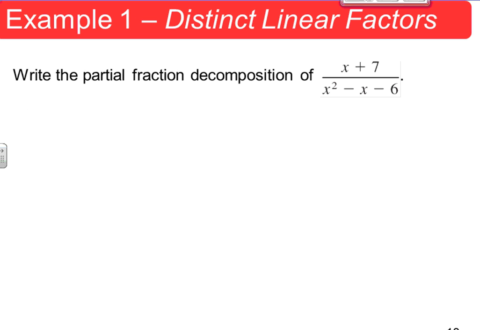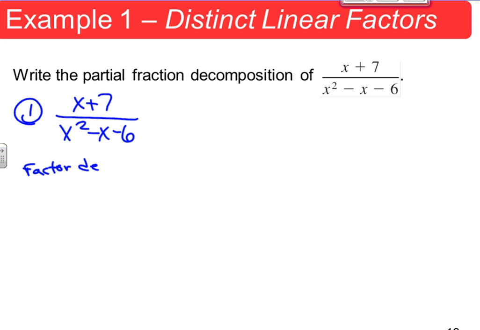So here's our problem. Number 1, it's x plus 7 over x squared minus x minus 6. And the first thing I'm going to do is factor the denominator. So I just wrote the problem. Factor denominator. And so that factors into two sets of parentheses, x and x.